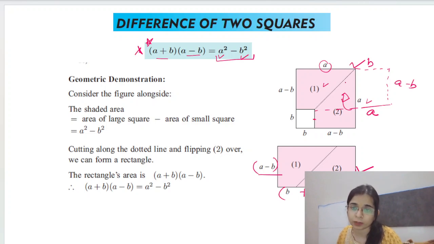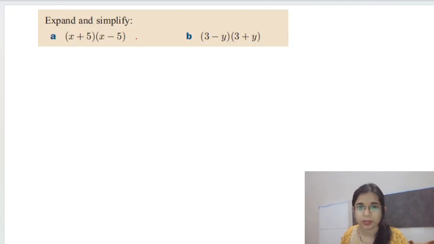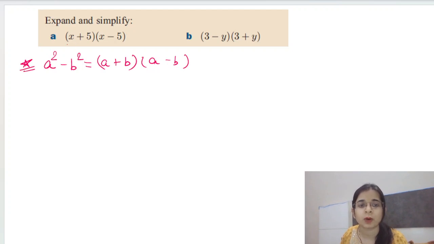Obviously the area of the leftover portion will be the sum of the values multiplied by the difference of the values. So here A square minus B square is equal to A plus B into A minus B. It's a useful interpretation, a useful formula we generally use. Now we are going to use it. Just recall the formula: a square minus b square equals a plus b times a minus b. Keep this formula in your mind throughout all the questions. You will get the question both ways, from here to here or from here to here. Both types of questions we can solve using this.